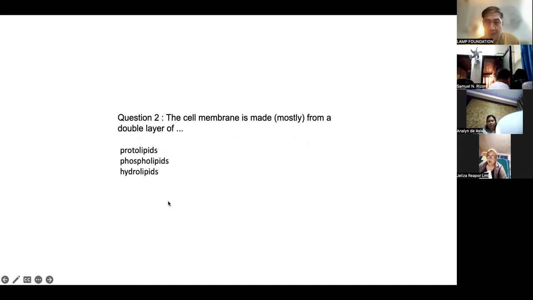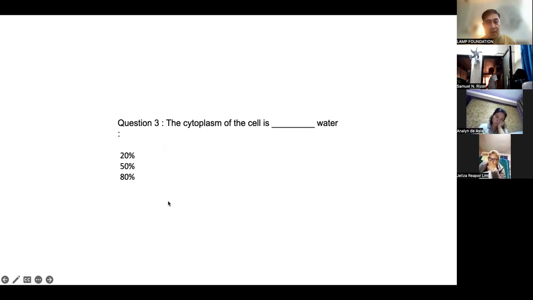The cell. Yes. The cell membrane is made mostly from a double layer of? Phospholipids. The cytoplasm of the cell is blank water. How many percent?